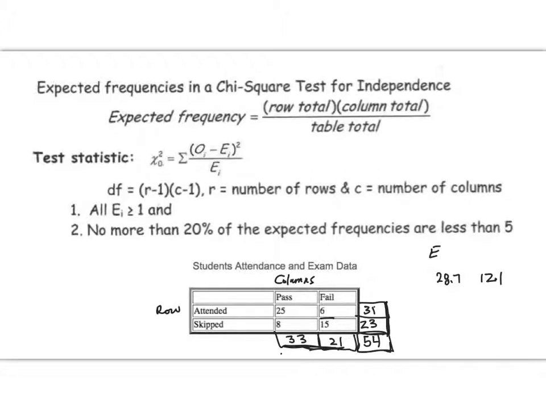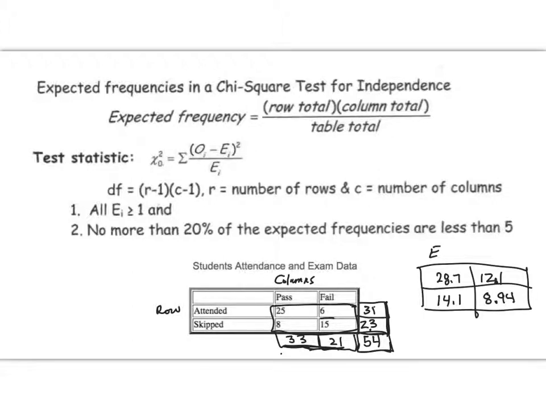For skipped but passed, it will be row times column, so 23 times 33 divided by 54, for a total of 14.1. And then for skipped but failed, it'd be 23 times 21 divided by 54, for a total of 8.94. You'll see that I left my expected values in a data table the same size as my observed values.